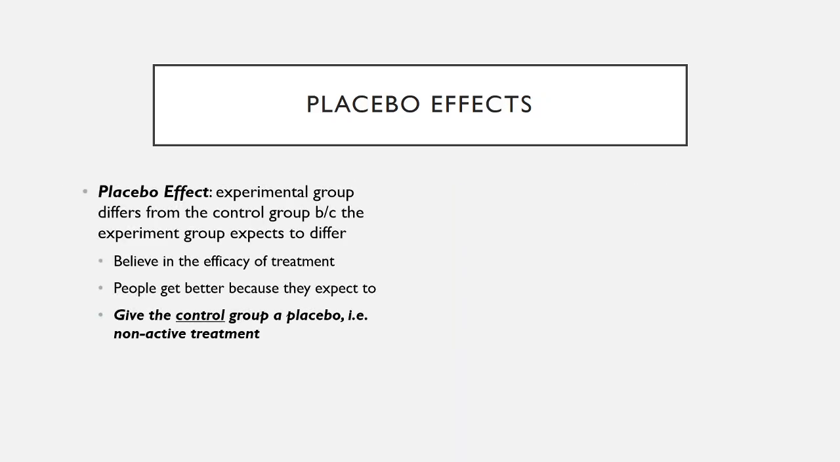A placebo effect, so this is something that likely most of you are familiar with, and if you have heard this term, it definitely comes from theorizing on potential failures of experimental designs. A placebo effect is any time an experimental group may differ from a control group because of their expectancy or their expectation that they are going to differ.